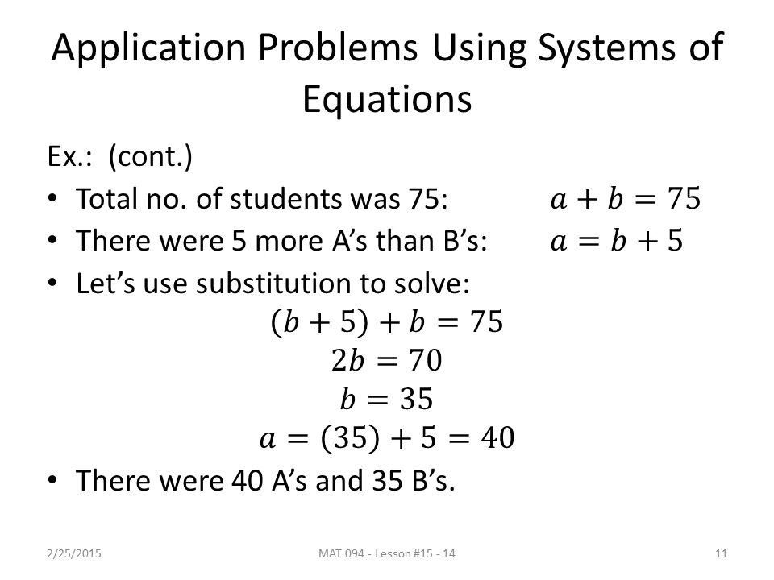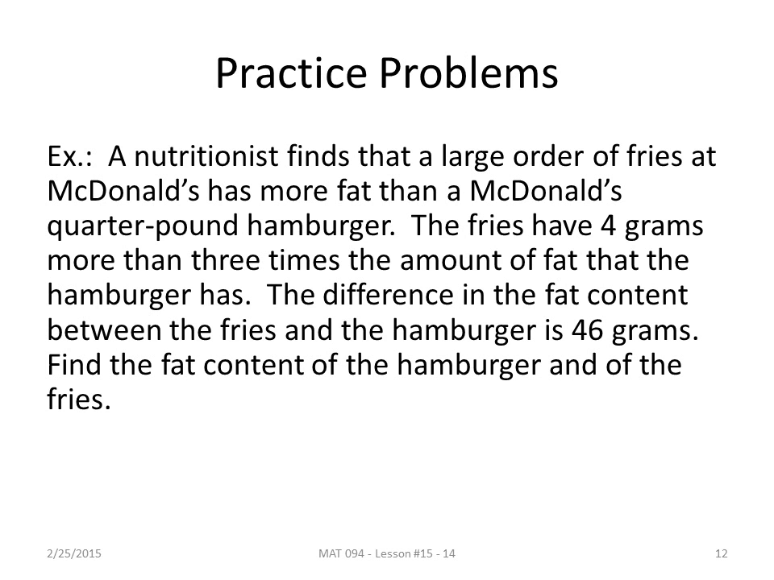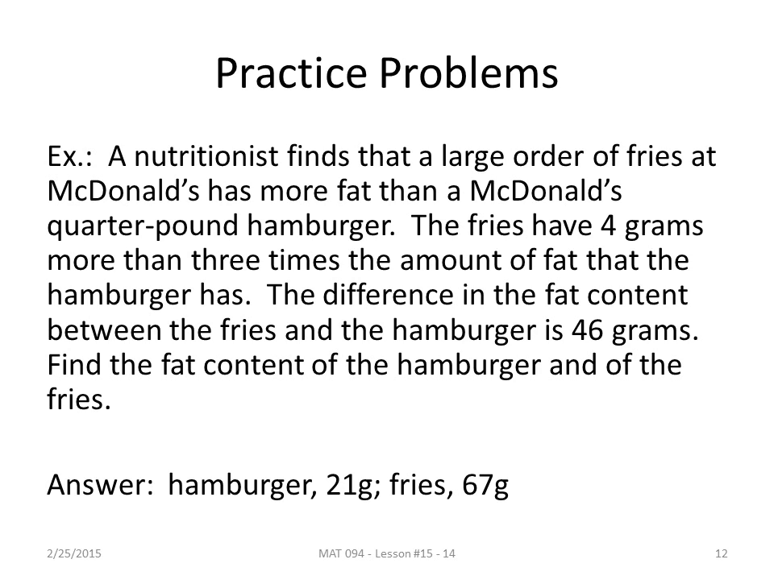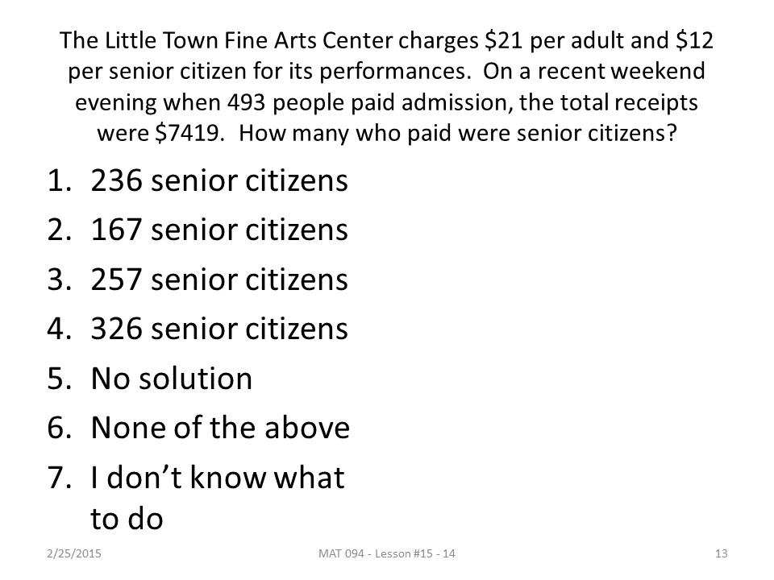The setup can become easier if you use multiple variables when you have multiple unknowns. This is another one that uses the same thing. I'm not going to go through the details of how. Just follow the procedure as in the previous example. The answer: the hamburger has 21 grams of fat, the fries 67 grams.